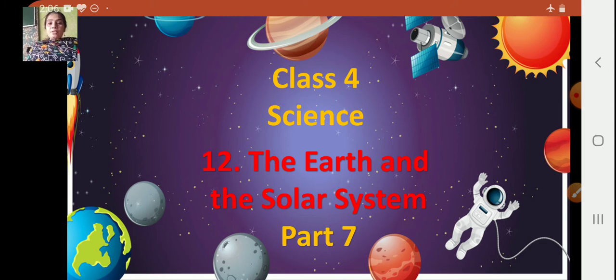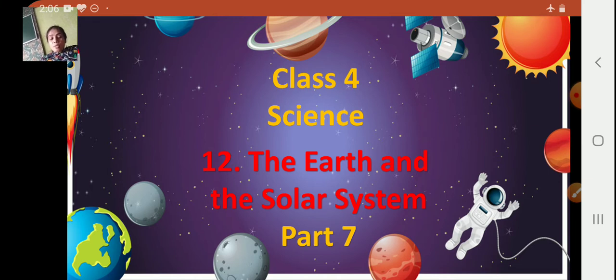And what is crust? Crust is the outermost layer of the Earth which supports life. It has landforms such as hills, mountains, plateaus, valleys, and liquid water also exists on the crust. So it is in the form of rivers, lakes, oceans, and seas. And the crust is made up of different kinds of rocks and minerals, and it is the thinnest layer.